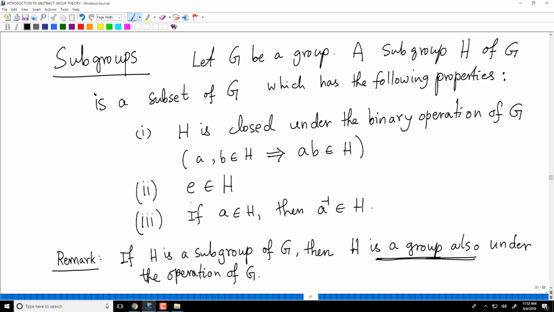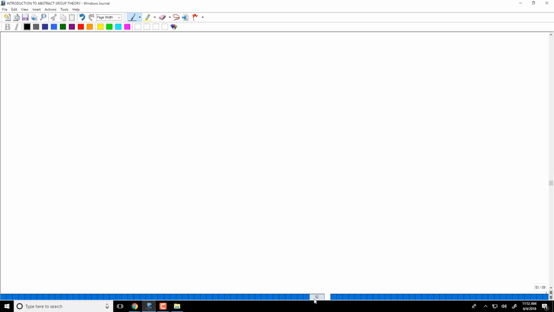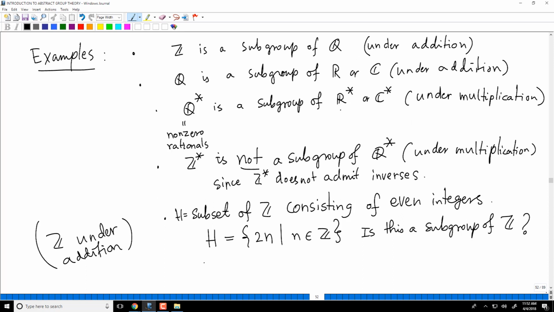Is the identity element in the set H? Yes, because 0, which is the identity element, is an even integer. Similarly, if n is an even integer, what is its inverse under addition? It is minus n. So, the negative of an even integer is an even integer, and yes, it is a subgroup. I will not write this out, but 0 is an even integer, the sum of even integers is an even integer, and the negative of an even integer is an even integer. So, even integers form a subgroup.